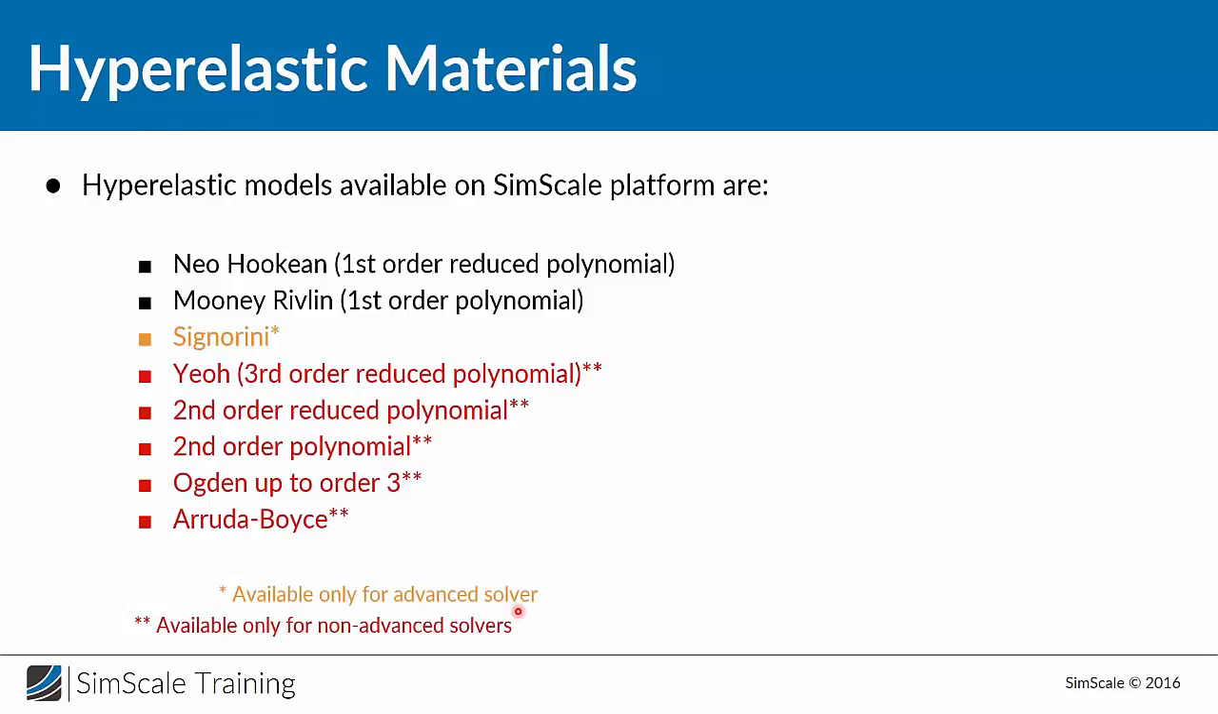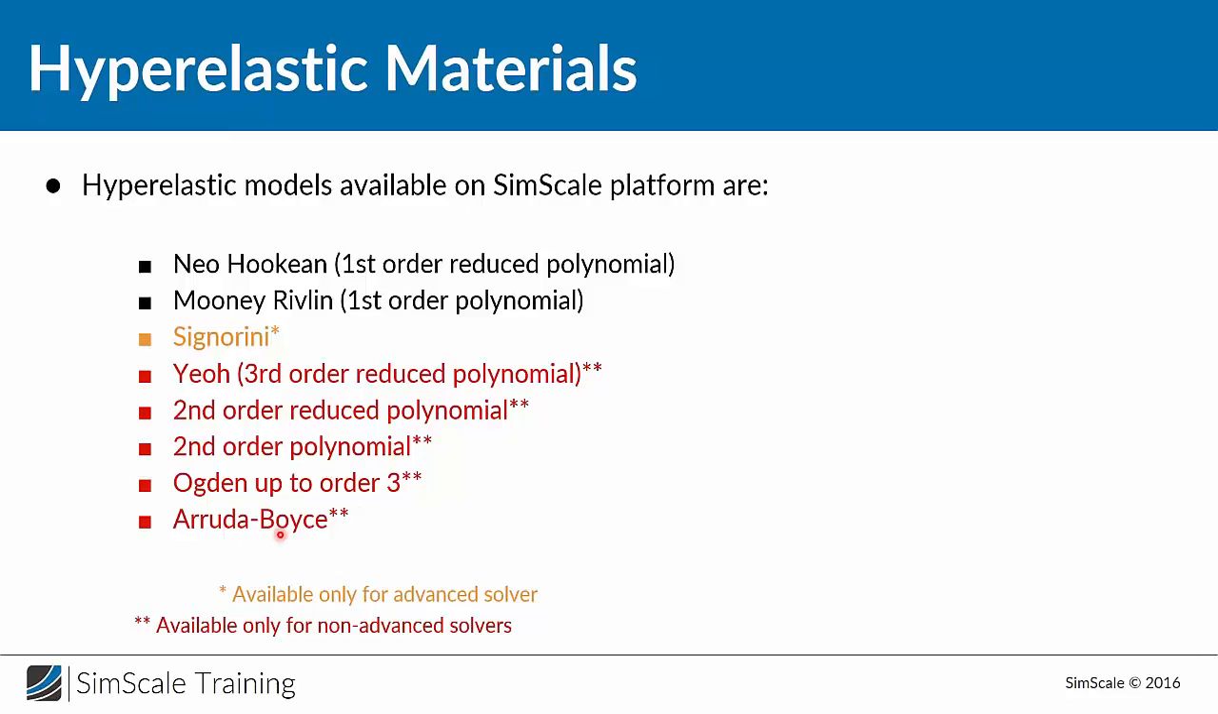There are a lot of different hyperelastic models available on the SimScale platform. First of all, we have this Neo-Hookean and Mooney-Rivlin, which are, I would say, the most common. They are first-order reduced polynomial, and they are available for all simulation types. In contrast to that, Signorini is only available for advanced solver types. And what this means, I will show it to you later.